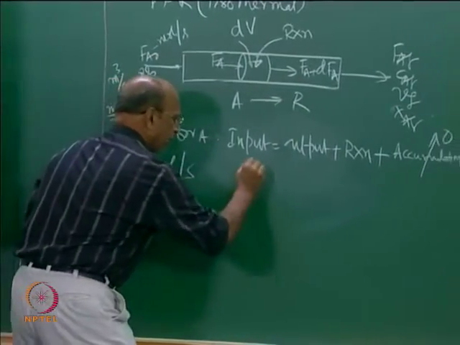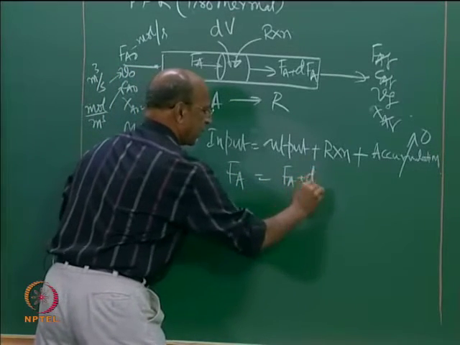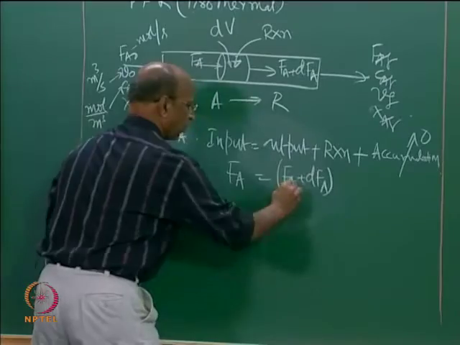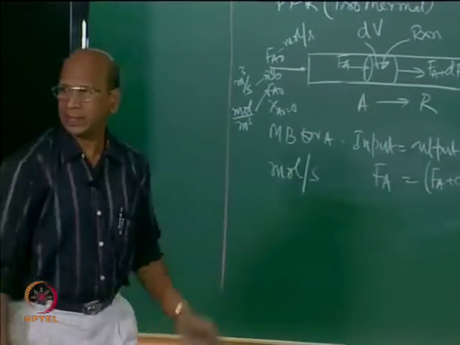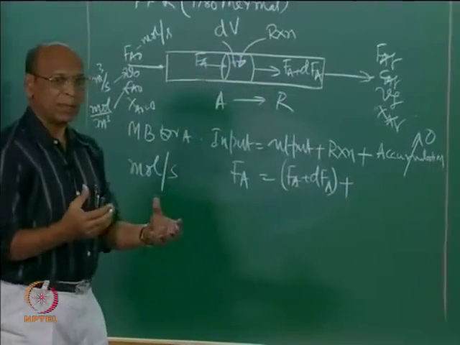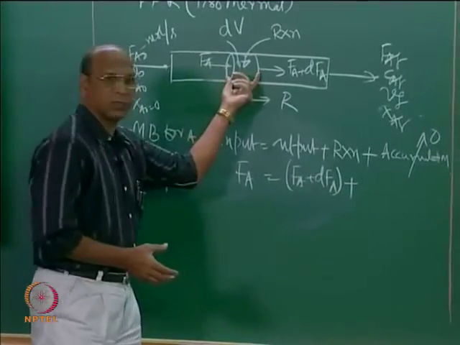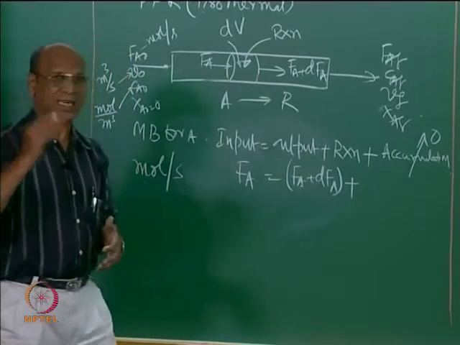So I have FA equal to FA plus dFA, where dFA is the change, either positive or negative, that will come automatically. Plus you have the reaction. Where is the reaction taking place? That reaction is taking place within this volume, and what are the units of reaction rate?